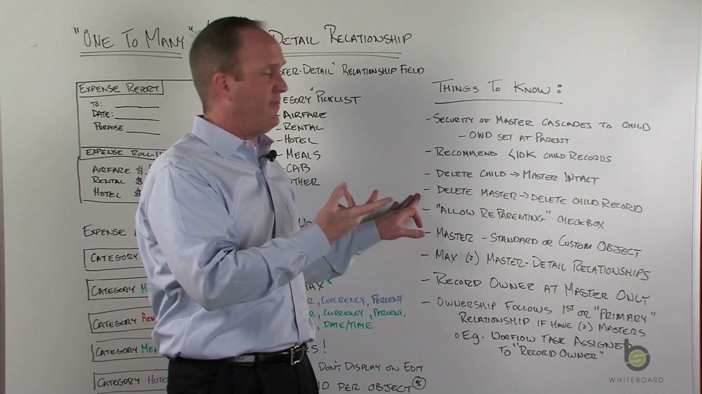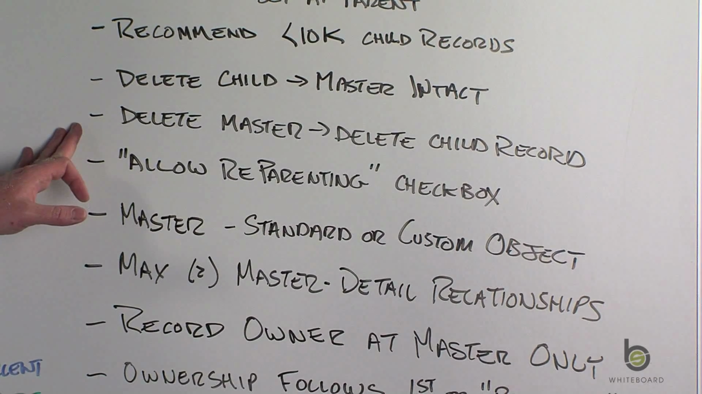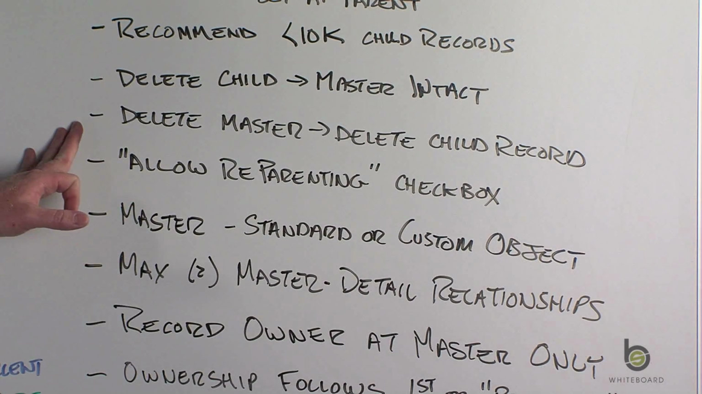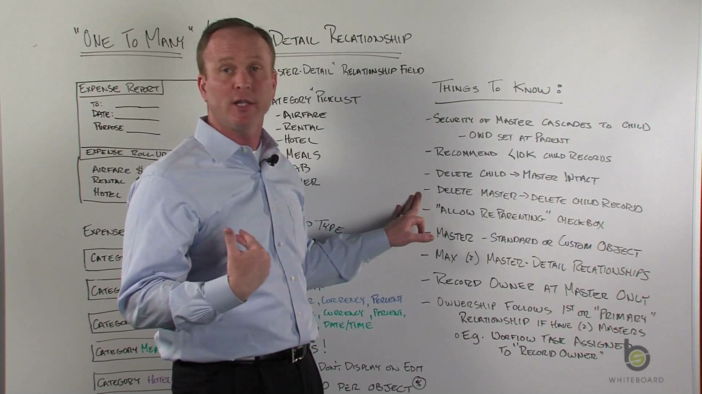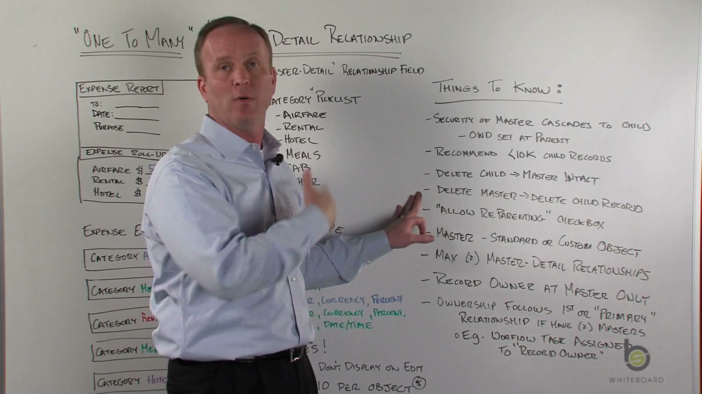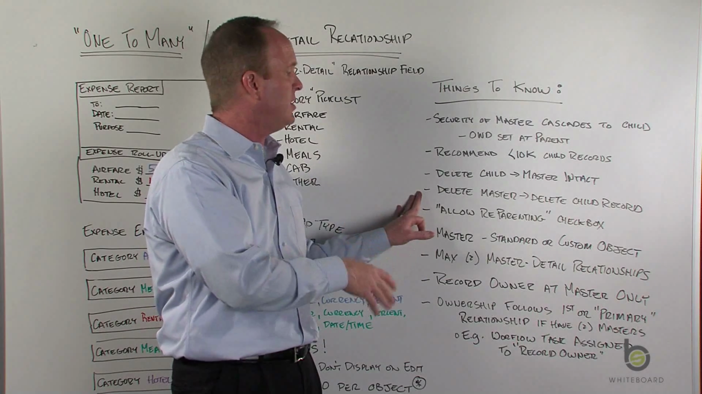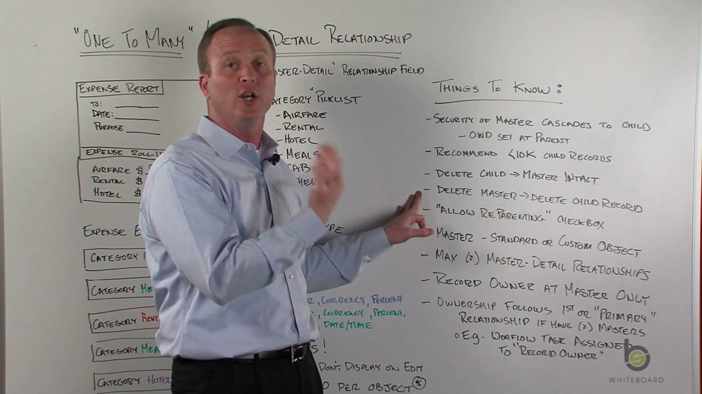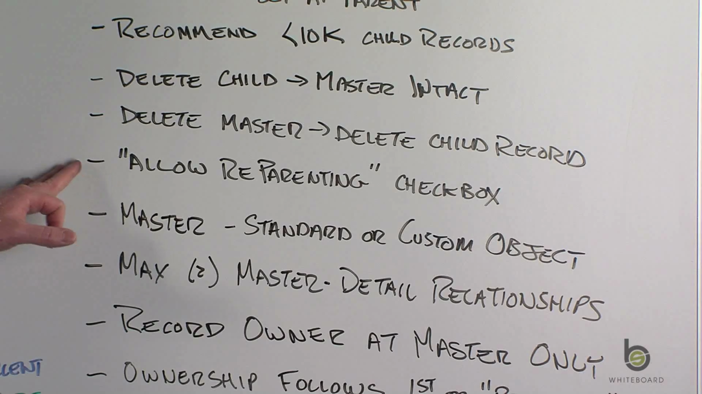However, if you do the reverse and you delete the parent, the expense report for the Chicago trip, all the child records, all the expense report entries, will be deleted. You can always undelete it out of the recycle bin, and all that will come back to life in a relationship again. But just realize if you delete the parent, you can delete the child records as well.